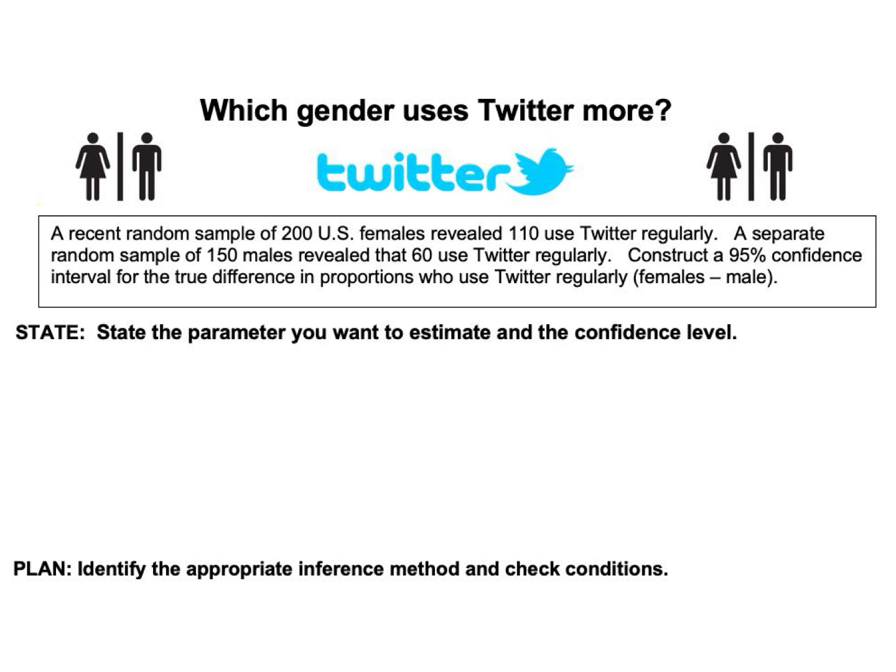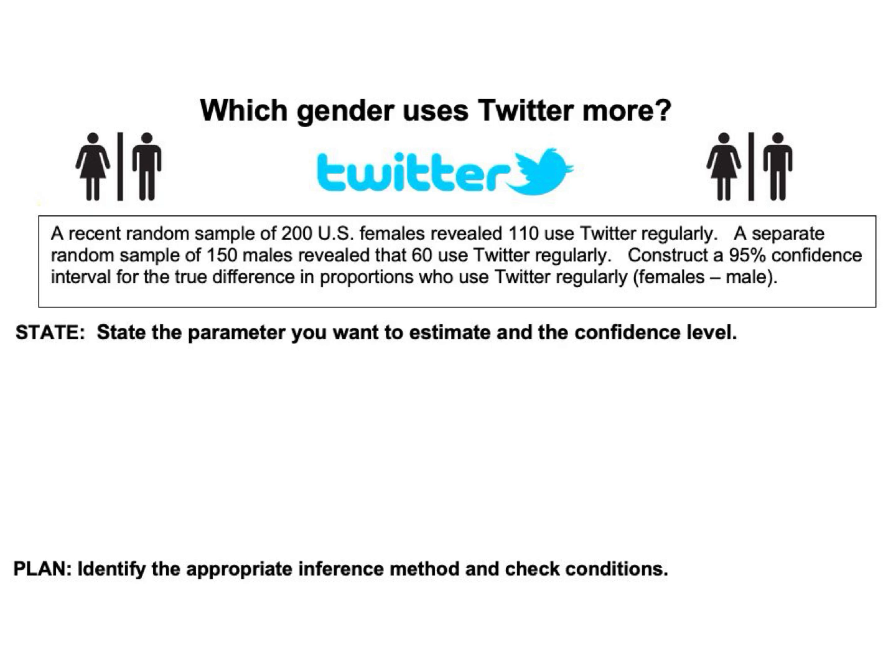So let's build a confidence interval to figure out which gender uses Twitter or X more. We have a recent random sample of 200 US females, revealing 110 use Twitter regularly. A separate random sample of 150 males revealed that 60 use Twitter regularly. And we are to construct a 95% confidence interval to capture the true difference in the proportions of US adults who use Twitter regularly. And they give us the direction.